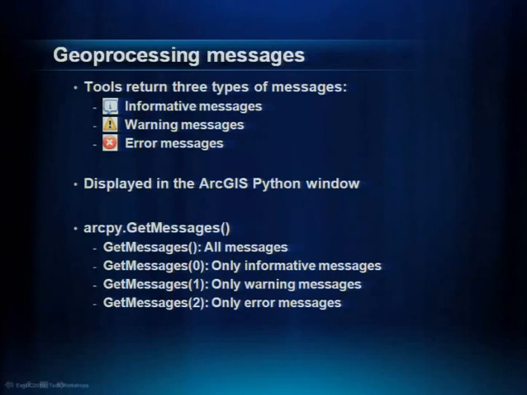There are warning messages. That's a step up from informative messages, and these warning messages make you aware of any potential problems that might have occurred during tool execution. And then, of course, there are error messages that indicate that there was a severe problem and that the tool actually failed. If the tool is executed in the ArcGIS Python window, and you may have seen this in Dave's demonstration, there's that special window pane that displays any messages right there in the Python window. It was on the bottom part, so you can see any messages that occurred there.